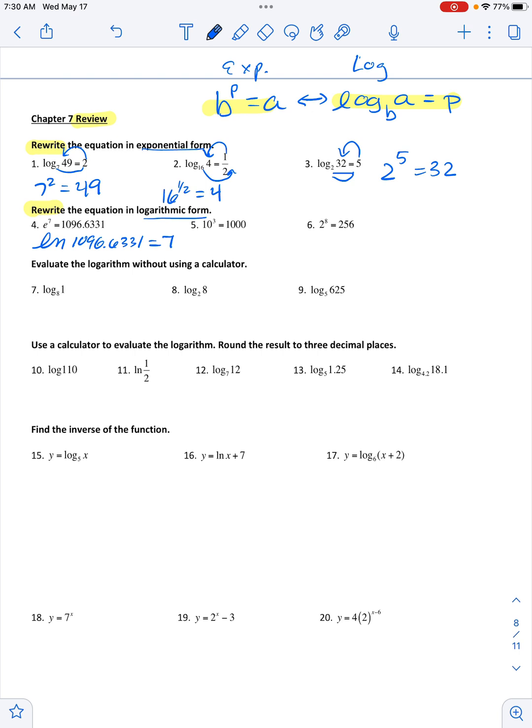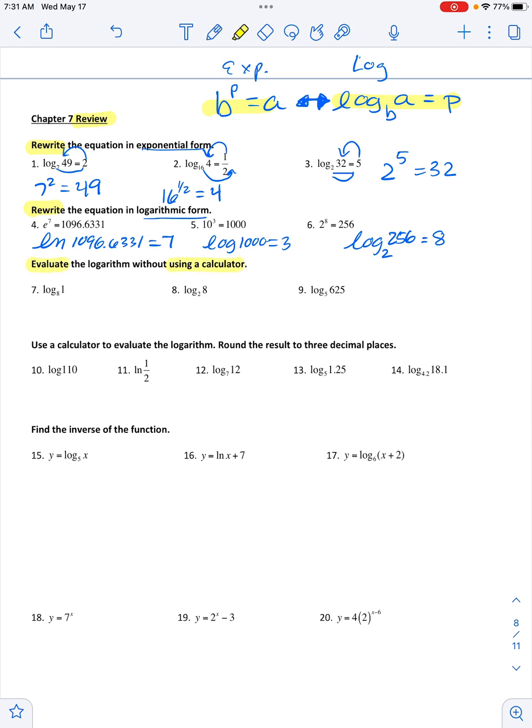So this one's log base 10, which is the common log, so I don't write the base 10. The power always goes alone, and then the 1,000 would have to go here. This one is log base 2, because the base is always the thing that's raised to the power, and then the power goes over here, so the 256 would go here. So that is just moving back and forth between these two forms up here, and that's definitely something you want to be able to do.